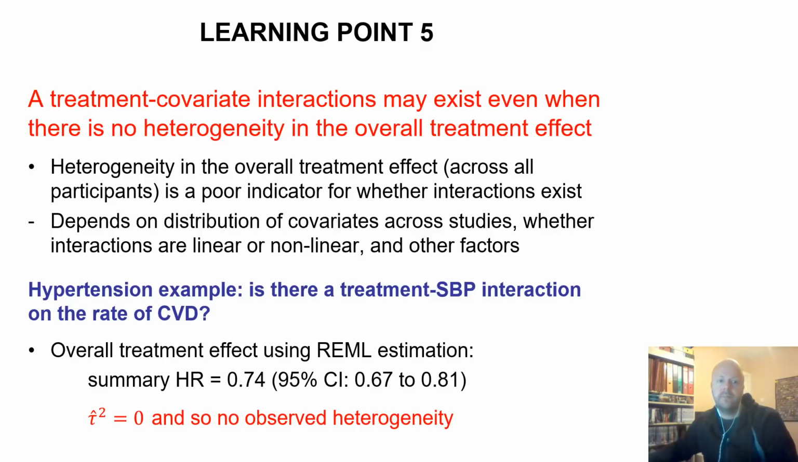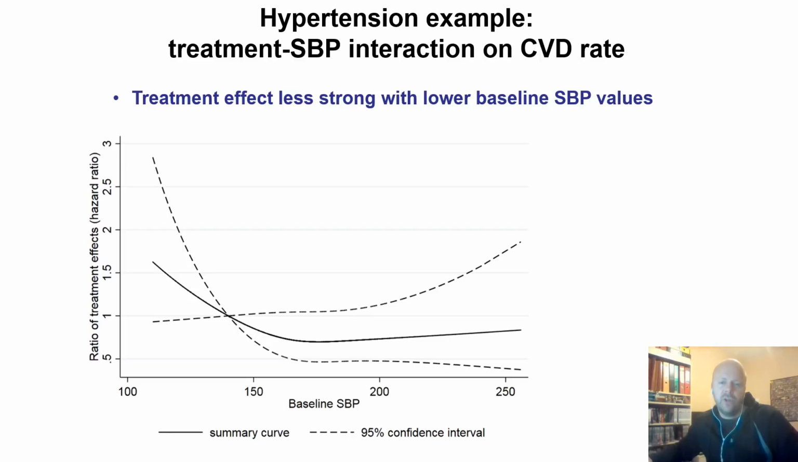But when we look at a nonlinear interaction between systolic blood pressure and treatment effect, we see, similar to the graph before with age, that in those that have a lower baseline systolic blood pressure, the treatment effect seems to be less strong compared to here a reference group of a baseline blood pressure of about 140, and also as you get older, the treatment effect seems to get even stronger, which you might expect. So there's no heterogeneity in the overall effect, but there does seem to be an interaction between treatment and baseline blood pressure in this example.